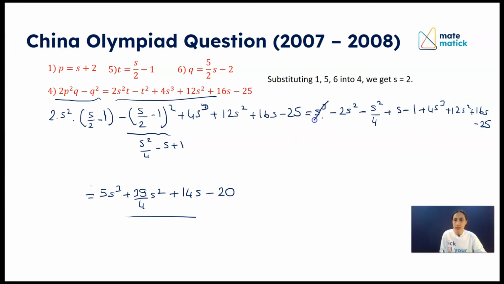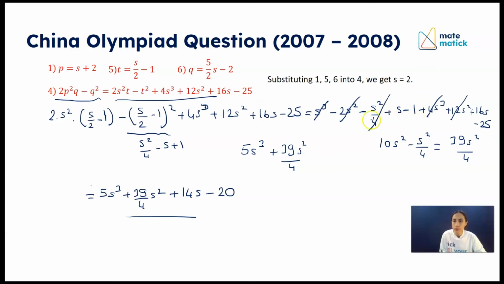Okay, so I have here S cubed, I have here 4S cubed. So this will become 5S cubed, right? And then I have minus 2S squared plus 12S squared, so this will become plus 10S squared. And I also have minus 1 over 4 S squared. So this is 10S squared minus S squared over 4. So this will become 39S squared over 4, plus 39S squared over 4.